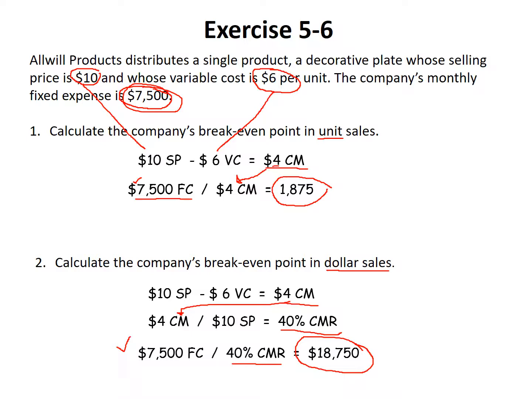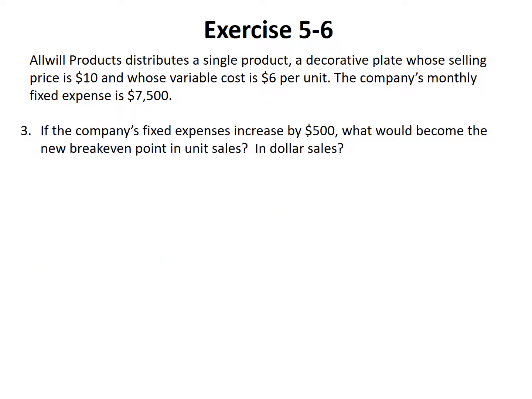Okay, let's go on to the next part of the assignment. Now the assignment asks, if the company's fixed expenses increase by $500, what would be the new break-even point in unit sales again and in dollar sales? So it's asking us for two separate computations. Let's start off with the unit sales first.